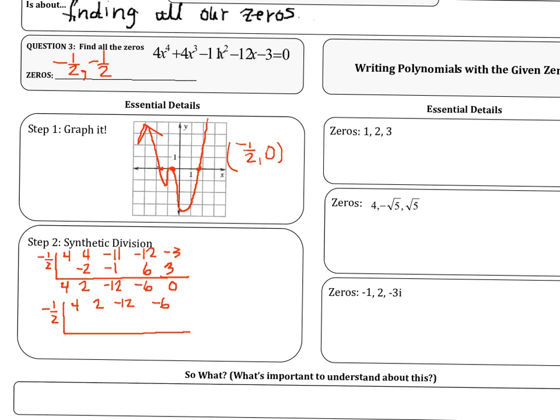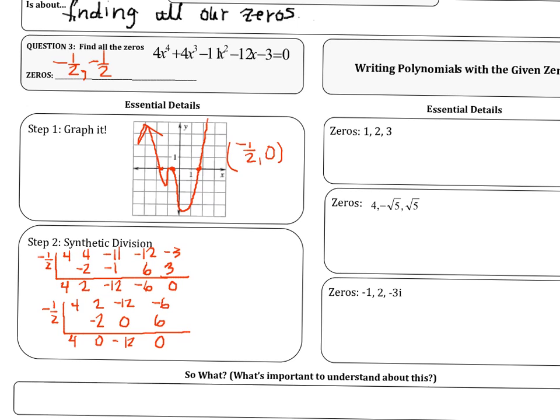So let's do this one more time. Synthetic division again. Drop your first 4 down. Negative 1/2 times 4 is negative 2. Negative 2 plus 2 is 0. Negative 1/2 times 0 is 0. Negative 12 plus 0 is negative 12. Negative 1/2 times negative 12 is positive 6. Negative 6 plus 6 is 0.